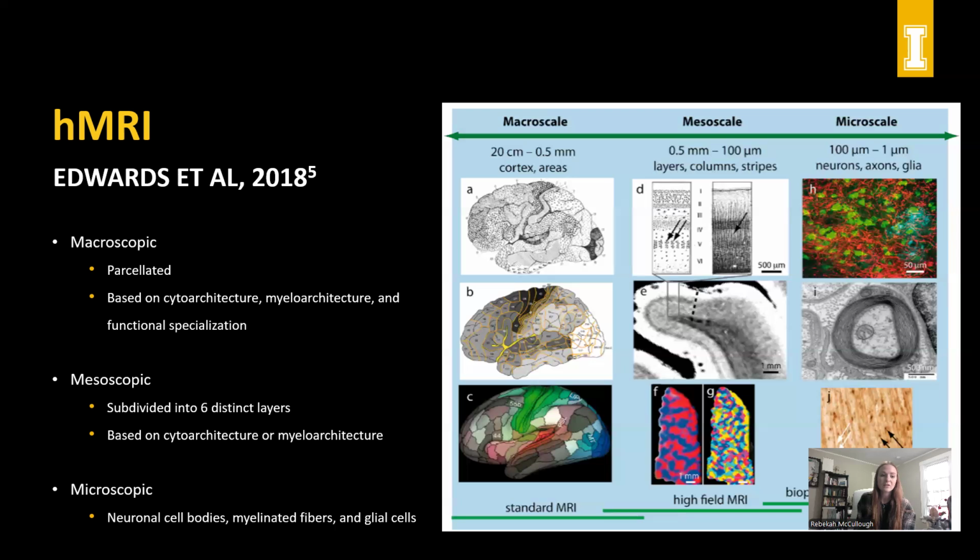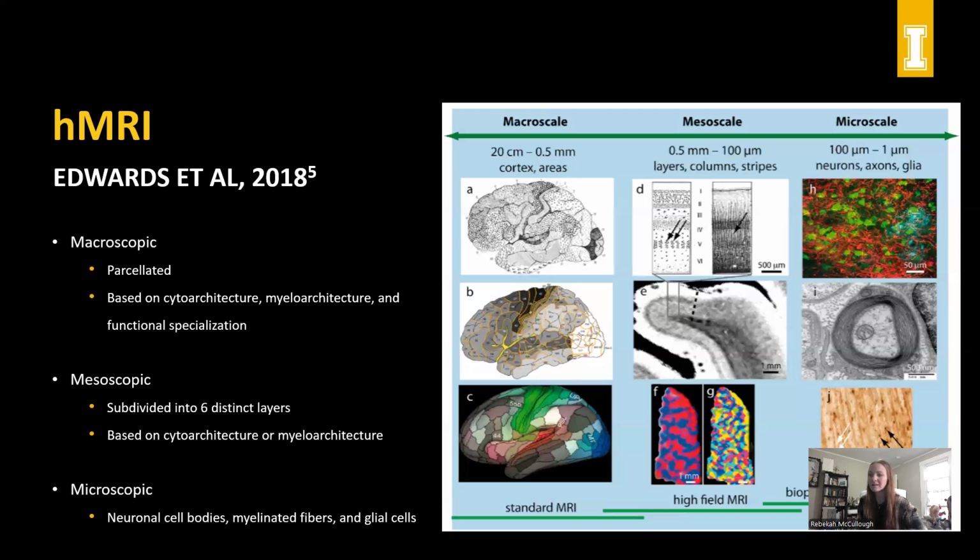Then going over into the mesoscopic scale, here's where you can see that distinct 6-layer subdivision. This is again based on cytoarchitecture and myeloarchitecture. That middle top image, or D, is just showing how it's subdivided. You can clearly see those layers. I believe on the left is more by the cytoarchitecture, and then on the right is more by the myeloarchitecture.